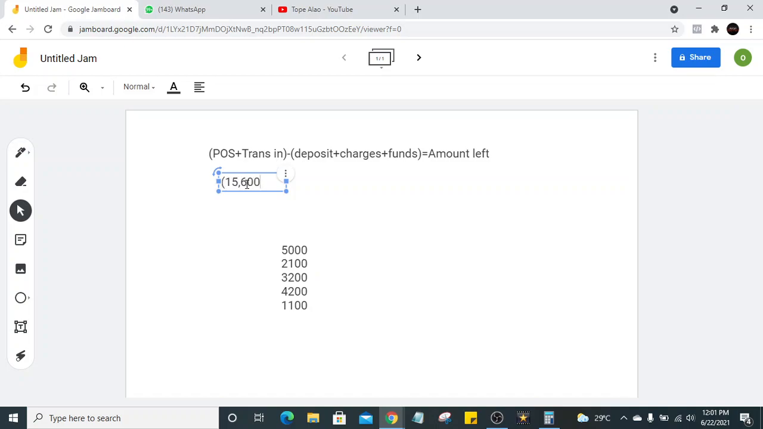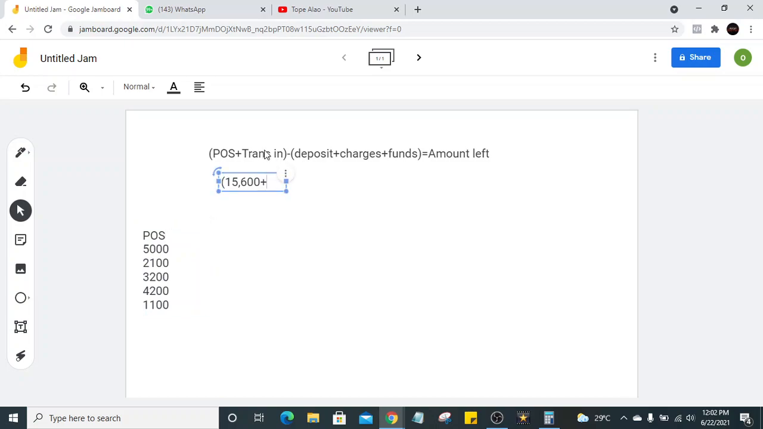15,600 naira. So you put the addition sign. Where is addition? So the second parameter here, I think this one is for POS. Okay, let me write this POS so you can follow. So let's enter POS so you follow me. So I'll be sure you follow. I don't want to leave anything out.